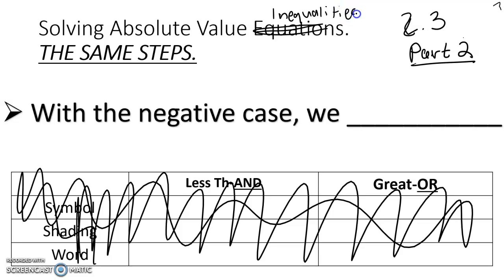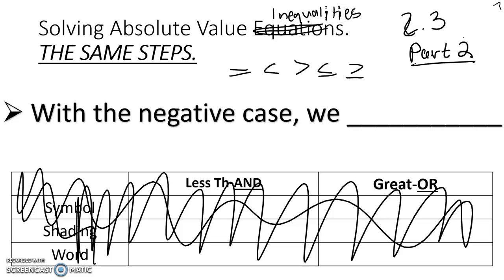Solving absolute value inequalities. Basically, the steps for solving the inequalities are the same as when we were solving the absolute value equations. The only difference is that instead of dealing with equal signs, we're going to be dealing with greater than, less than, less than or equal to, greater than or equal to, that kind of thing.